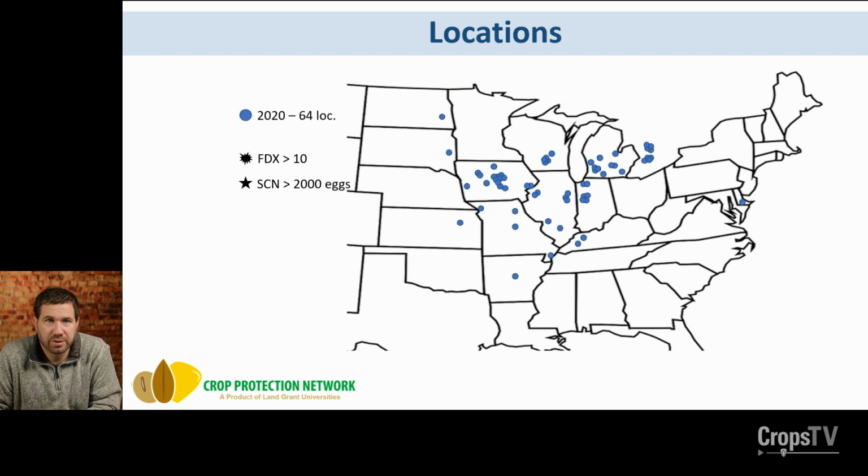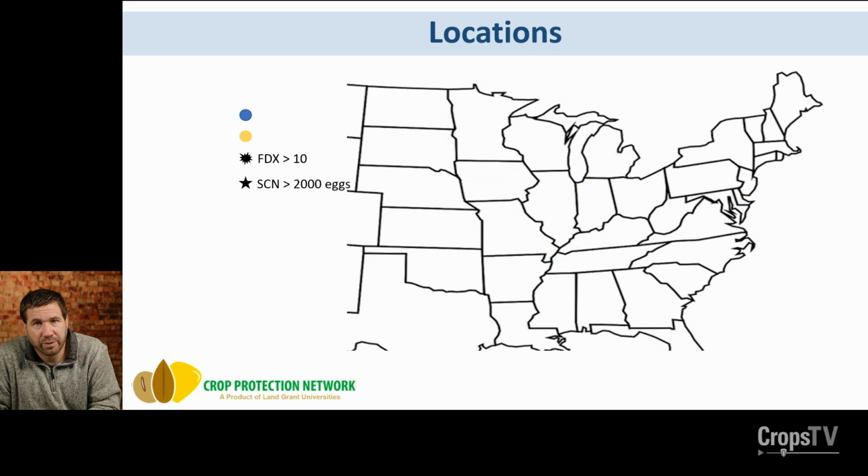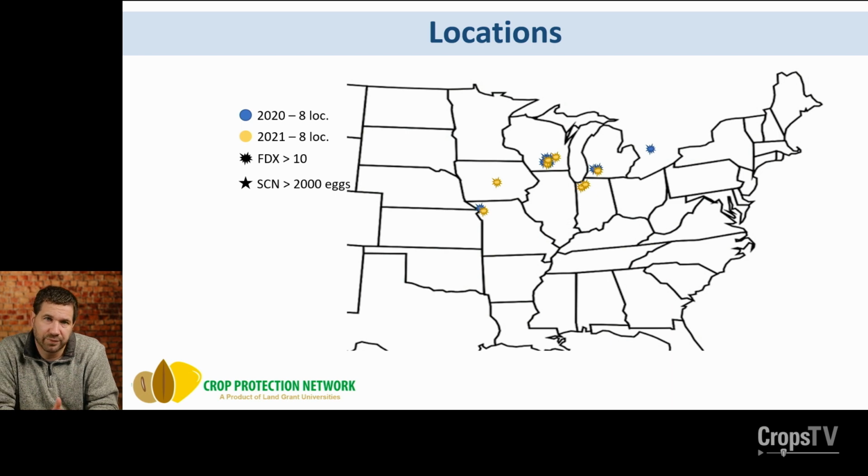Just to show you the distribution, this would be the 64 locations in 2020, and then the 59 locations in 2021. So there's a couple of them in Delaware, but in general, most of them are here in the Midwest. Now, some of the fields had an FDX, so this would be foliar disease index greater than 10. And just to let you know, the foliar disease index is a combination of the incidence and severity put to a 0 to 100 scale. From previous research, we found that once you get over 10, you start to see a more consistent yield response or yield reduction from SDS. And then you can see, again, mostly in the Midwest, the 29 locations that we had that had SCN greater than 2,000 eggs, again, mostly here in the Midwest and also Delaware.